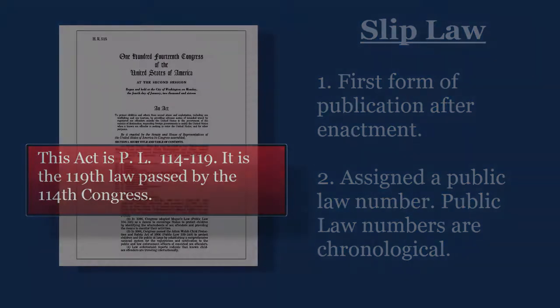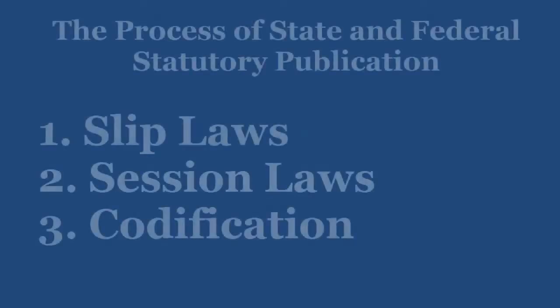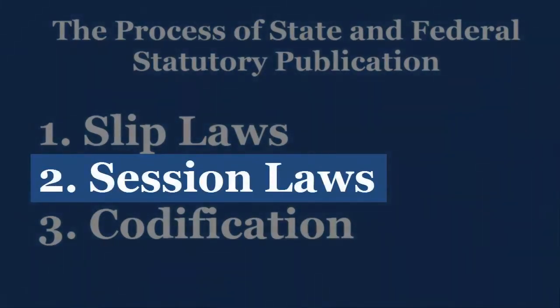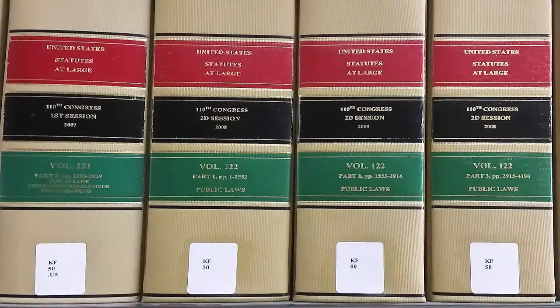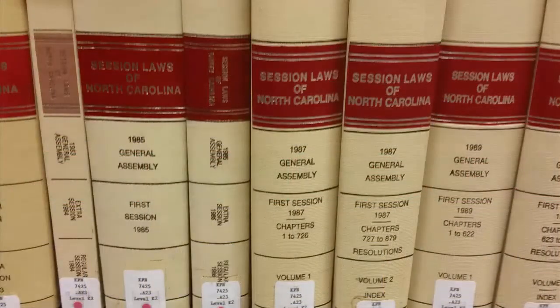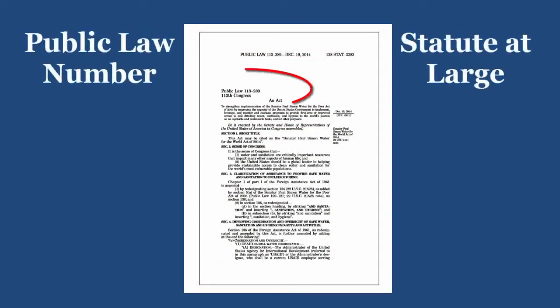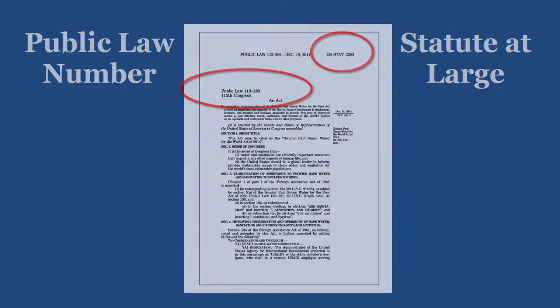The second step occurs at the end of the legislative session when all laws passed are gathered chronologically into bound volumes called session laws. In the federal system, session laws are found in the United States Statutes at Large. In North Carolina, they are found in North Carolina Session Laws. So at this point, a law will have two separate citations, both a public law number and a session law citation. Both public laws and session laws are arranged chronologically, which makes it especially difficult to research the law or keep track of amendments, revisions, or other changes.